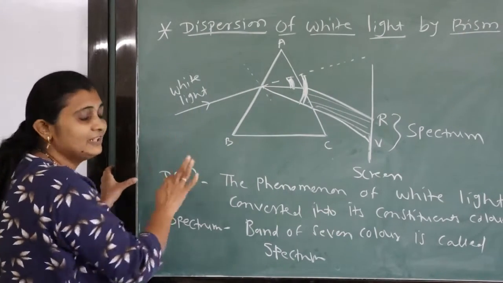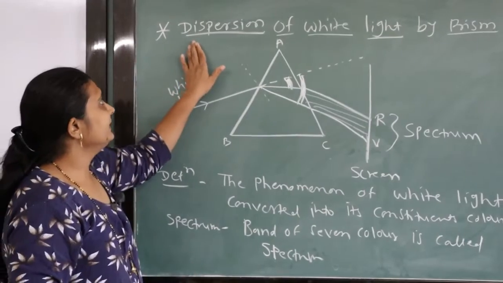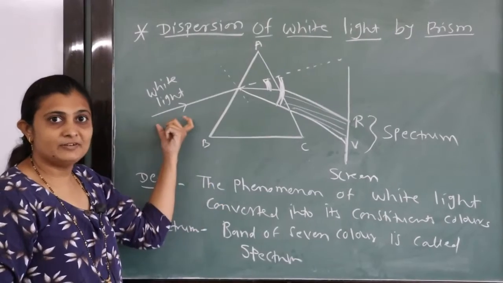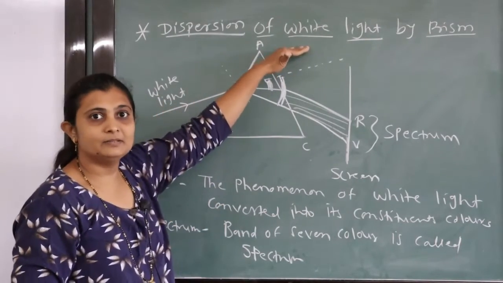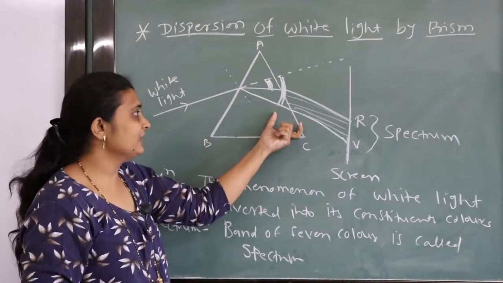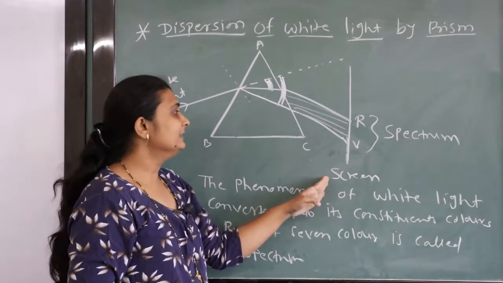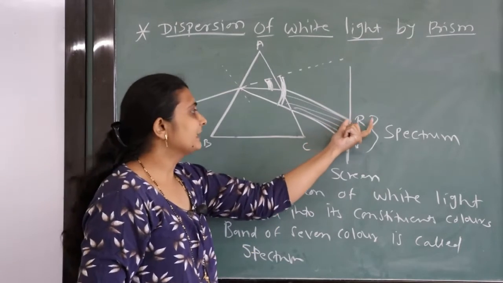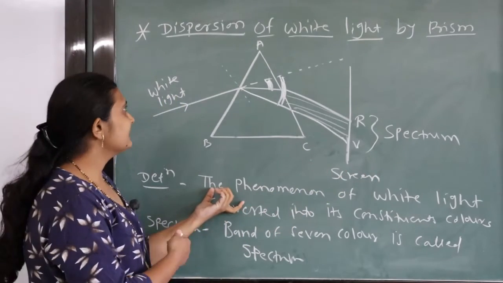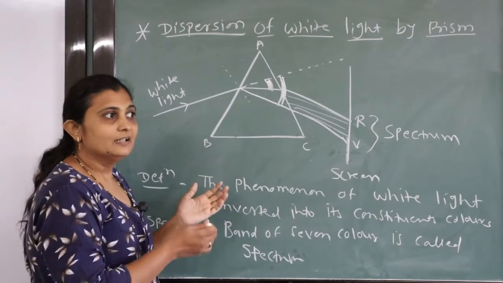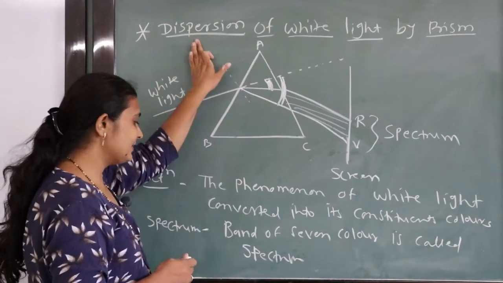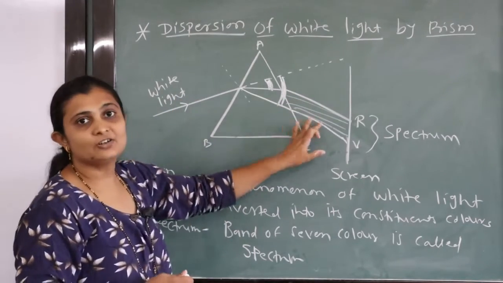Now before I rub the board, we will take a look at this topic. We are going to see the topic dispersion of white light by prism. This is the diagram. White light, original path, but due to prism refraction happens 2 times, and due to this refraction on screen we get the spectrum. The spectrum is from red color to violet color. This is the definition of dispersion of white light: white light is converted into its 7 constituent colors is called the dispersion. Band of this 7 colors is called the spectrum.